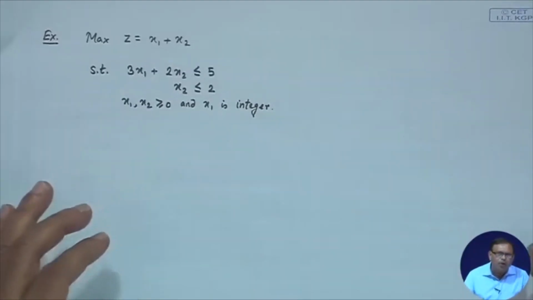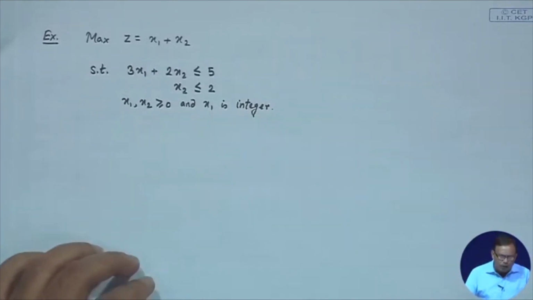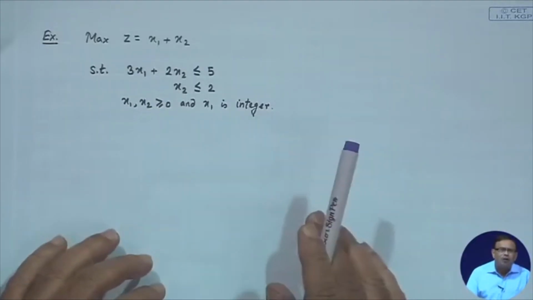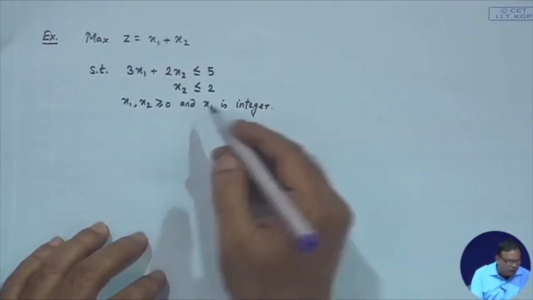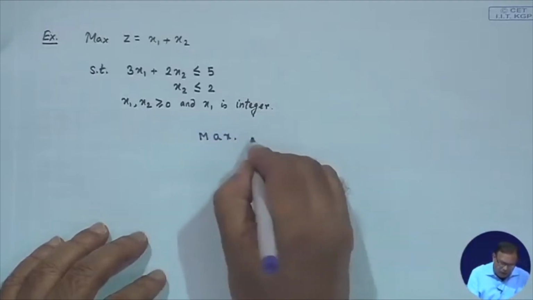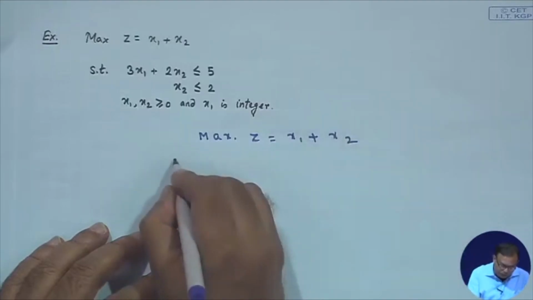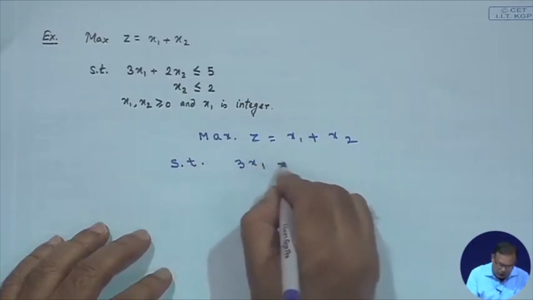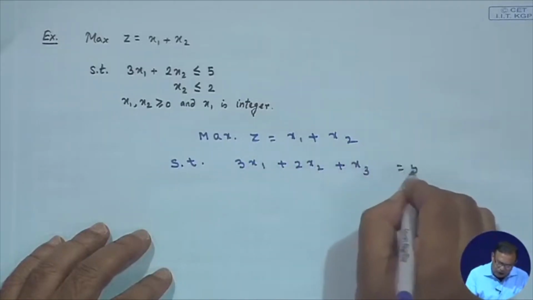So, for this problem, as we have told earlier in step 1, what do I have to do at first? I have to solve the problem forgetting about the integer constraint. That is, first I will write this problem into the standard form. The standard form will be: maximize z equals x1 plus x2 subject to 3x1 plus 2x2 plus x3 equals 5.